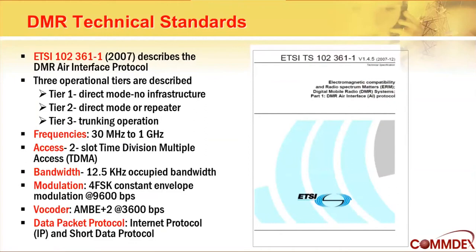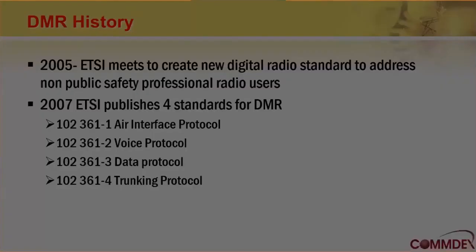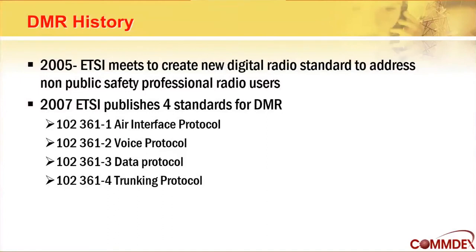So it's similar to P25, except it's used in non-public safety applications. It doesn't have all the critical emergency features that P25 has, and it doesn't cost as much either. So this DMR was developed in the 2000s, 2005, the standard was created, and then in 2007 they published 4 new standards to cover the air interface, the voice, the data, and trunking, the different tiers.